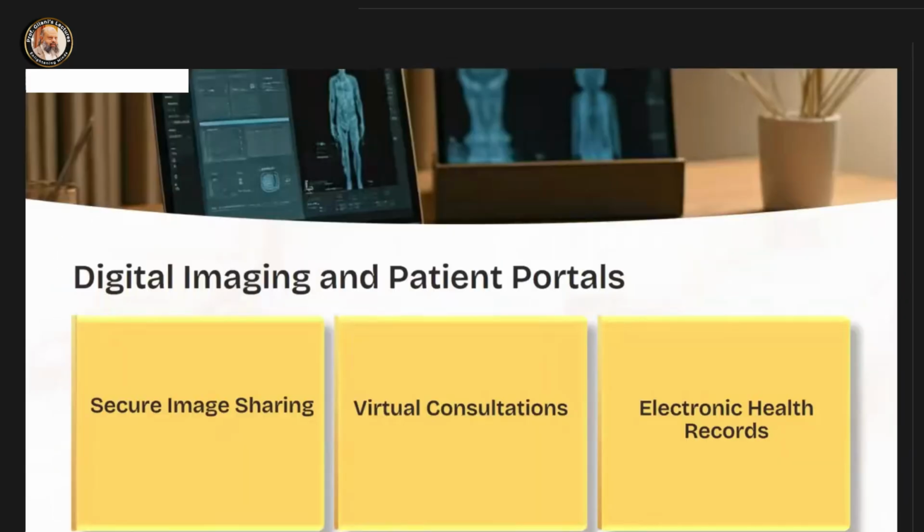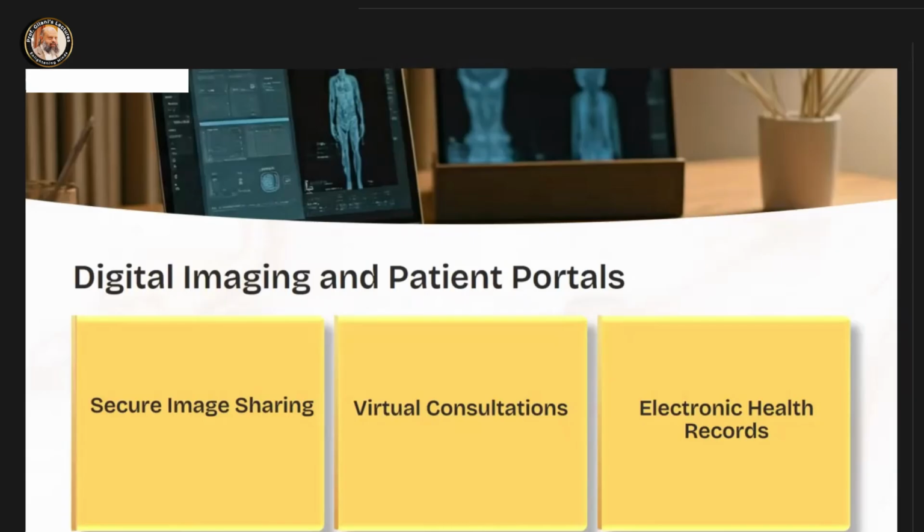Digital imaging and patient portals, secure image sharing. Modern nursing systems, especially the NHS trusts in the UK, increasingly provide secure digital access to imaging studies through patient portals, allowing authorized family members to view scans remotely. This accessibility supports informed decision making and family involvement in care planning.